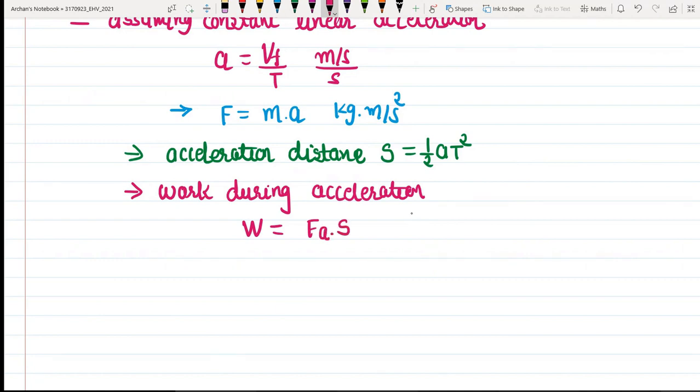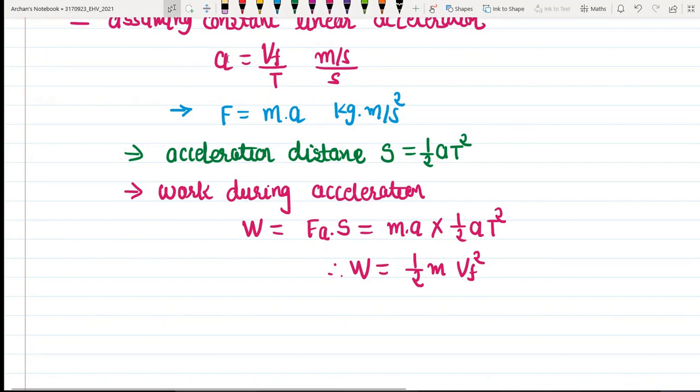into distance traveled. So that is equal to m into a into half a t square. So it will be equal to half m Vf square, since a square t square will be replaced by this Vf square according to the equation of acceleration a is equal to Vf by t. So this is the work done.